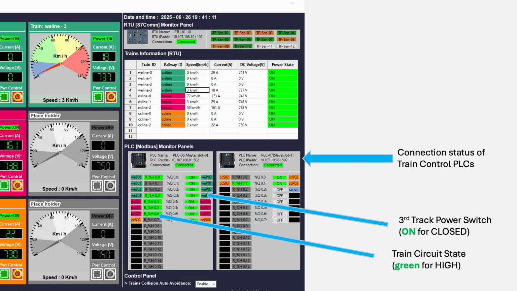On the right side of the interface, we can see the connection status of train control PLCs, with the PLC register state and PLC coil voltage displayed the same as before. The coil voltage is on for high and the register state is green for high. There is one input register and one coil for each train, and they follow the same numbering as the train cards.